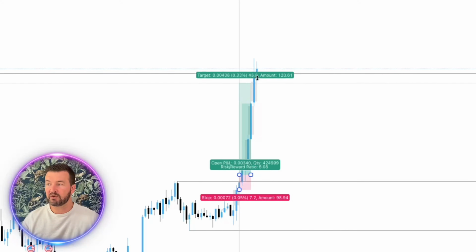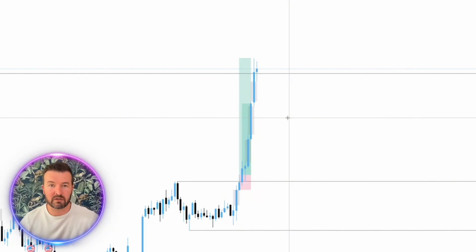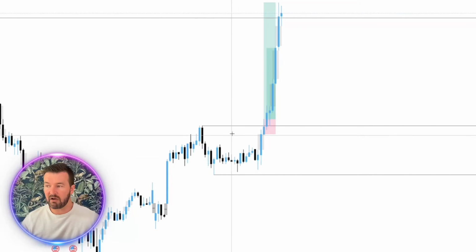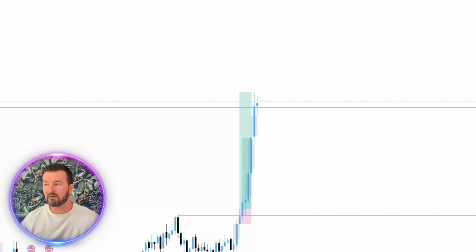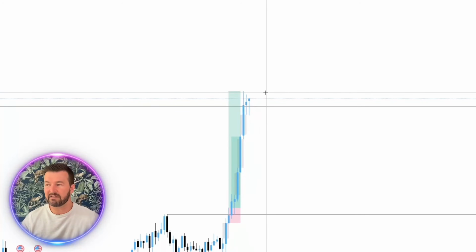And price just keeps on pushing. And this is what you want from a strong London session: a tight Asian session and then a strong, powerful London session to really start pushing it. Now, I'm looking for an excuse really to get out at this stage.